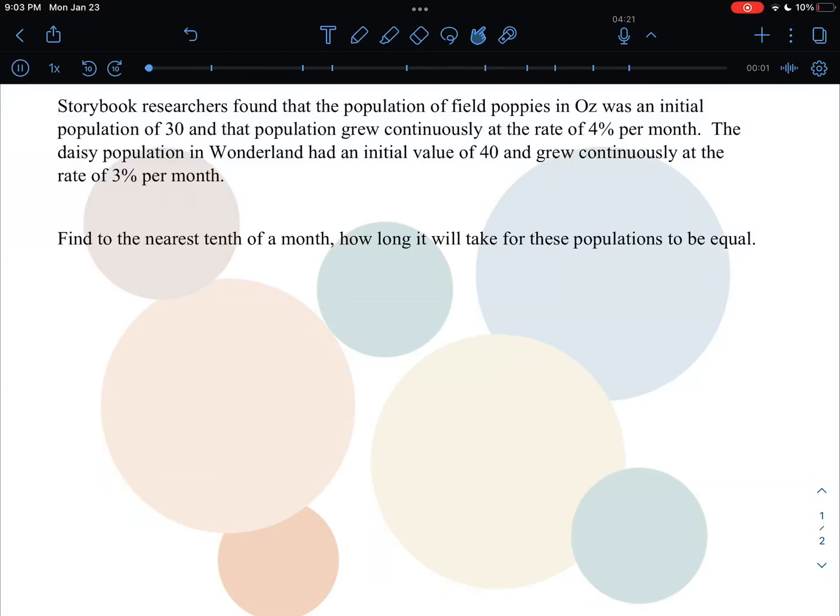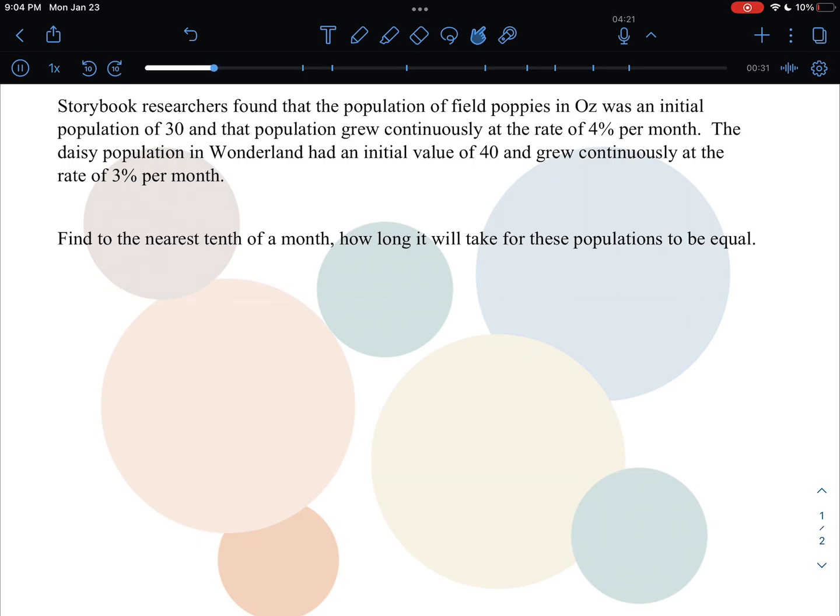It's time for another Algebra 2 Regents quick question walkthrough. And this one says, storybook researchers found that the population of field poppies in Oz had an initial population of 30, and that population grew continuously at the rate of 4% per month. The daisy population in Wonderland had an initial value of 40 and grew continuously at a rate of 3% per month. Find to the nearest tenth of a month how long it will take for these populations to be equal.